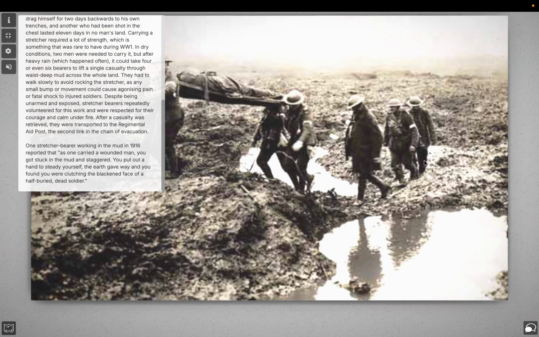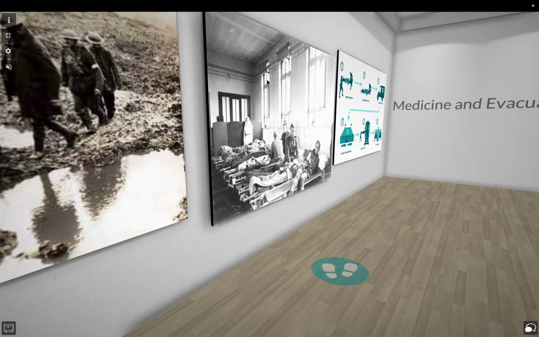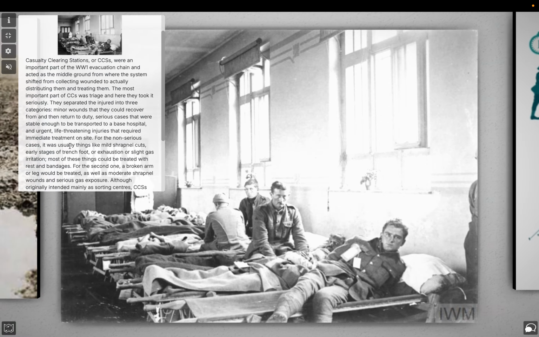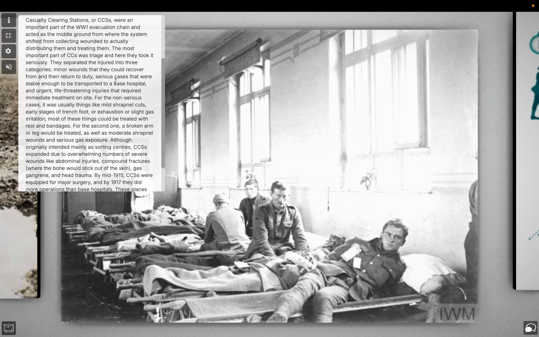And there weren't many of these people, and it required at least 2 people in dry weather to pick up one. Imagine when it's just rained. It'd be crazy. This is another part of the chain of evacuations. It's kind of in the middle. Originally it was where people would get sorted: is it too serious? Is it not that serious? Can we move them somewhere else?